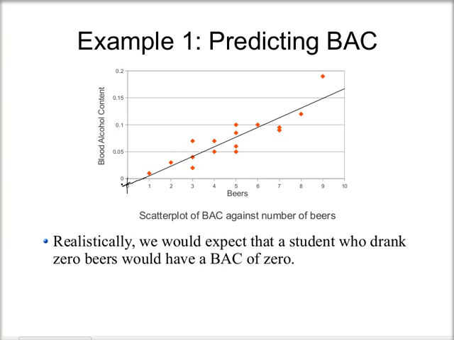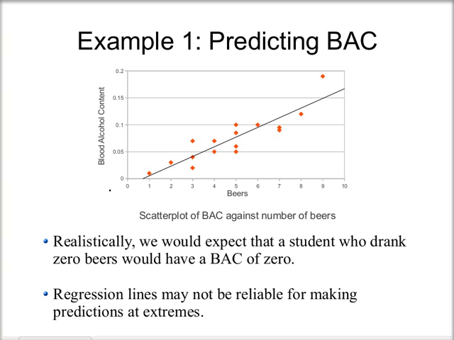So what can we learn from this? Well, regression lines may not be reliable for making predictions at the extremes. So your blood alcohol content can only go down to 0, and realistically, if you've drank any alcohol at all, you should have a slightly positive blood alcohol content. It's also probably not good if we had a student drink several more, say like 12 or 15 beers. We might be further off the mark over there because that is pretty far outside of the range of where we measured.